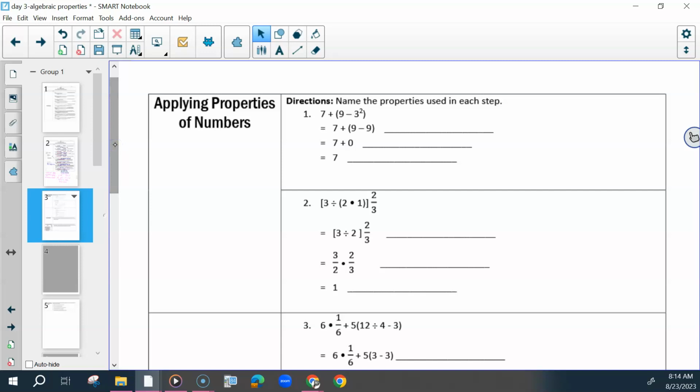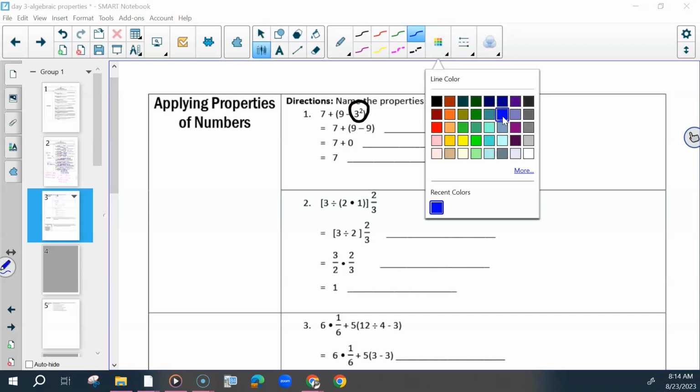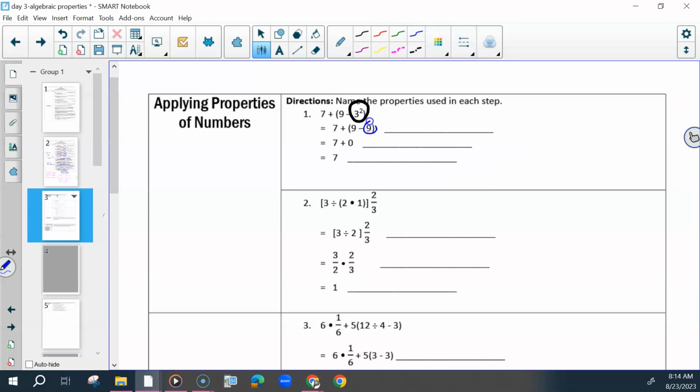And then we'll talk about this last box. So for each line, it's asking what did they do between these two steps. So what changed? The 3 squared changed to 9. And then we have to think about which of those properties that we just wrote down was that.